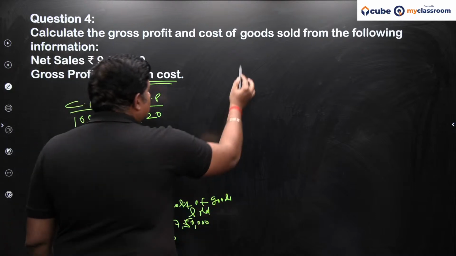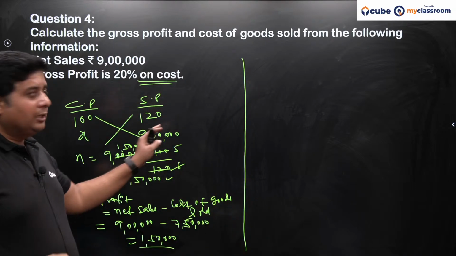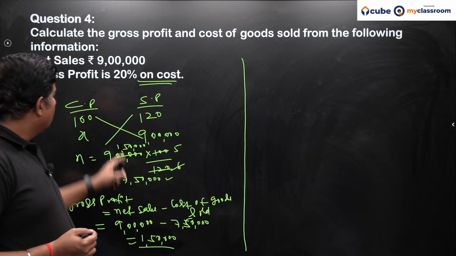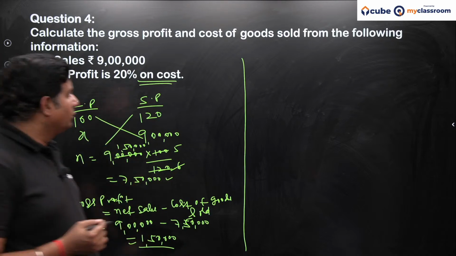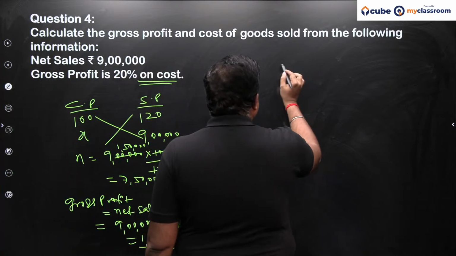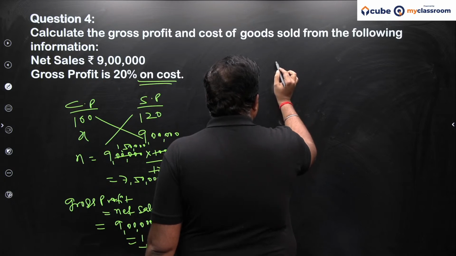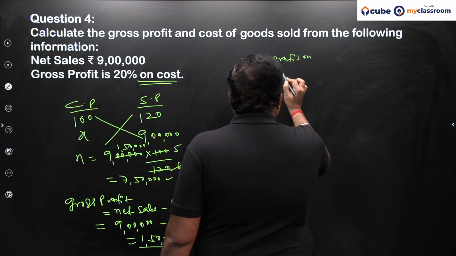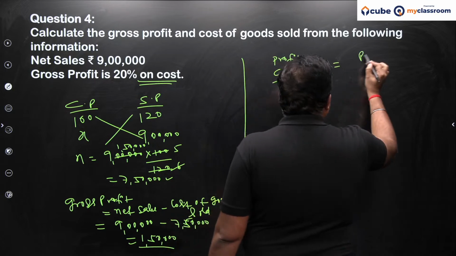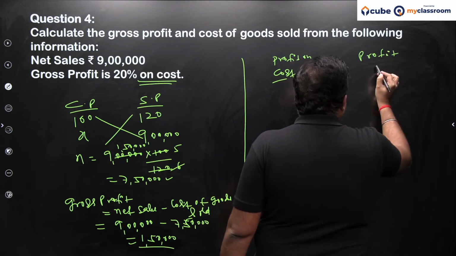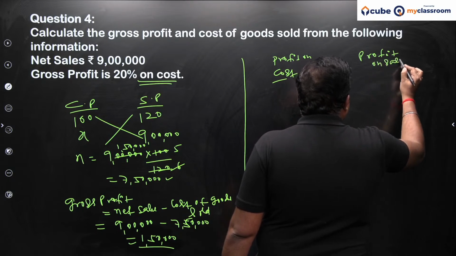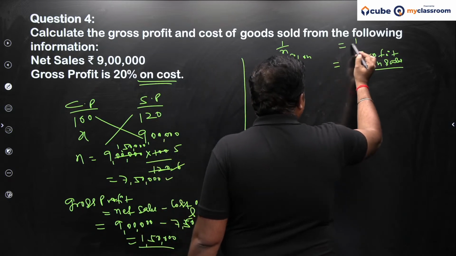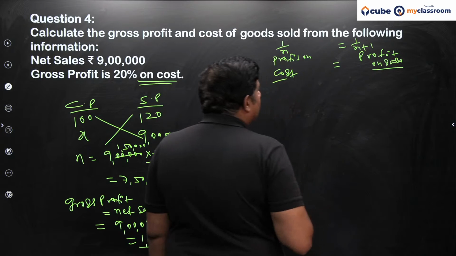But suppose this kind of question is asked in an MCQ and they are only asking about the gross profit, how will you find it? You have very little time, maybe 1 minute, so this method can definitely be lengthy for you. To simplify this, there is a very simple way. If the profit given on cost is equal to profit given on sales, what is the formula? 1 by n on cost equals 1 by n plus 1 on sales.